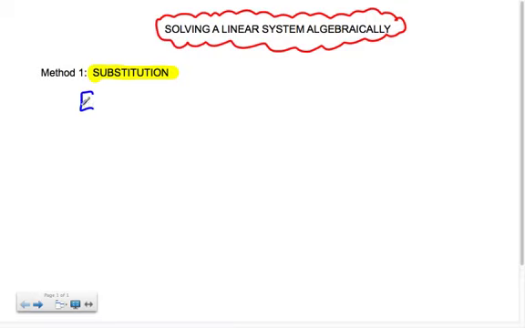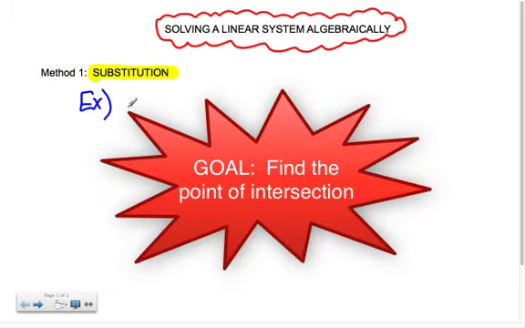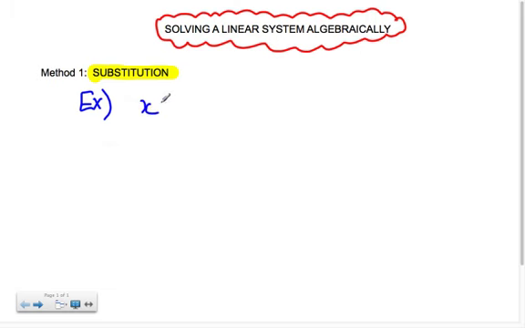So you remember, when we're solving, what we're trying to find is the point of intersection between two lines. So let's say I've been given two lines. I've been given x plus y is equal to 4. And I've been given the line 2x minus y is equal to 11.